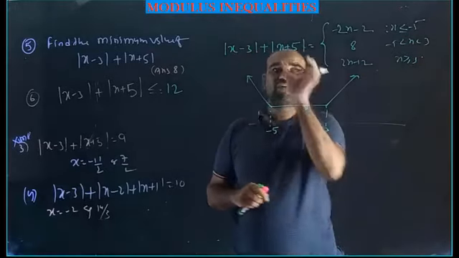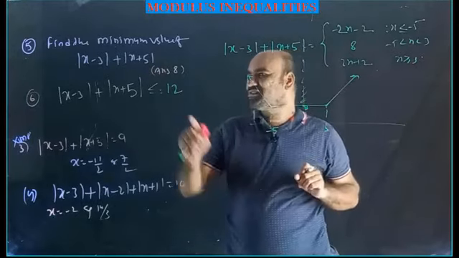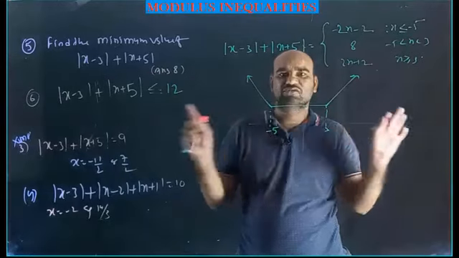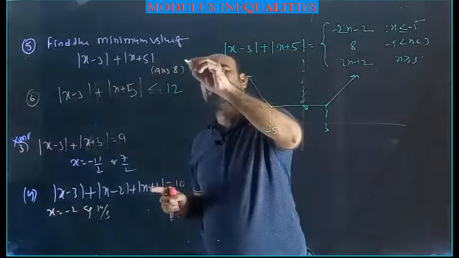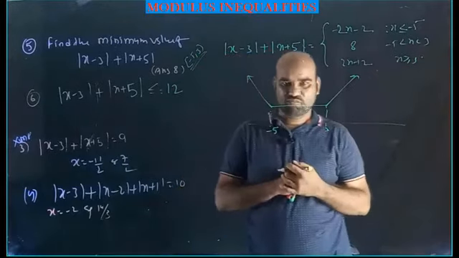Sometimes they will ask, what is the minimum value of this expression, for what values of x? Minimum is 8. For what values of x? Closed minus 5 to closed 3. So you write here, closed minus 5 to closed 3. For these values of x, minimum is 8.